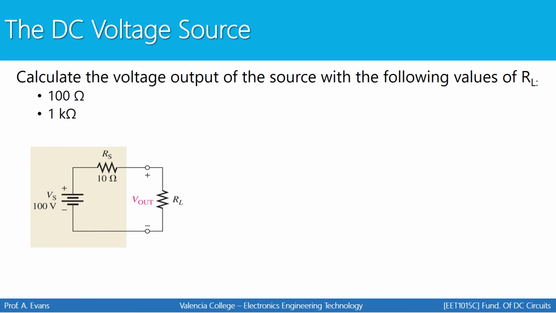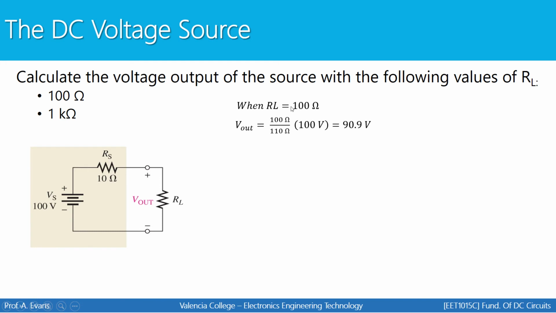So in the first example, we're going to calculate the voltage output of the source with the following values of RL, 100 ohms and then 1 kilo ohm. So notice that the shaded box here represents our DC voltage source with an internal resistance of 10 ohms. And we're going to look how this internal resistance actually affects the voltage that you would measure across the load resistor. So let's begin with the scenario that the load resistor is 100 ohms.